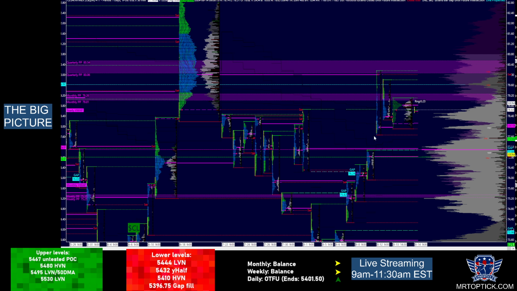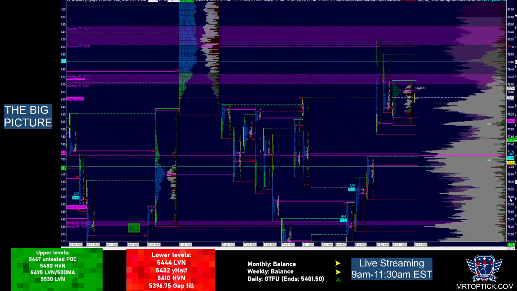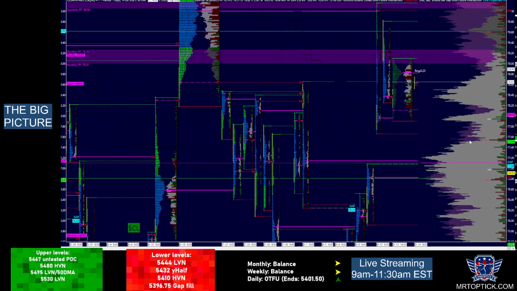We have an RTH gap here that also coincides with a 20-day point of control at 77.20. So in the event that we see more sellers, that should be the obvious target. But we have the 21 EMA here and a low volume node in this area, so that could be the first target, 77.60 and then 77.20.